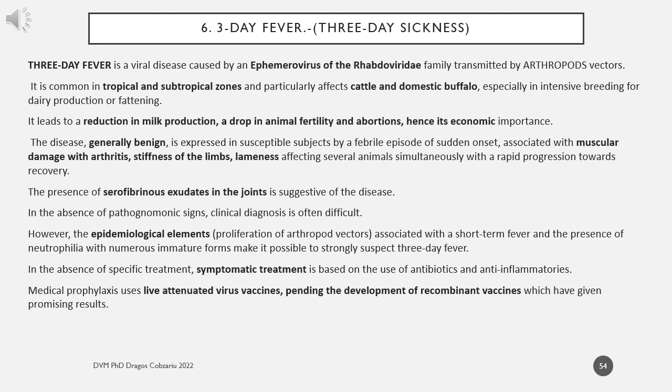However, the epidemiological elements, proliferation of arthropod vectors, associated with a short-term fever and the presence of neutrophilia with numerous immature forms make it possible to strongly suspect 3-day fever. In the absence of specific treatment, symptomatic treatment is based on the use of antibiotics and anti-inflammatories. Medical prophylaxis uses live-attenuated virus vaccines, pending the development of recombinant vaccines which have given promising results.